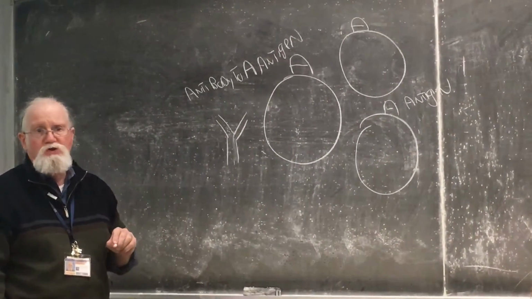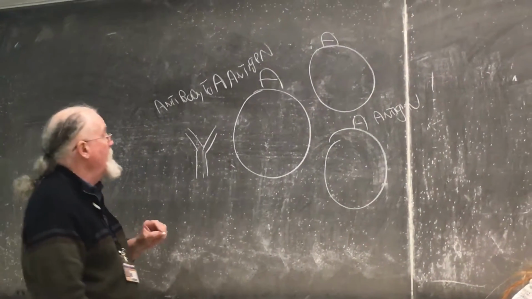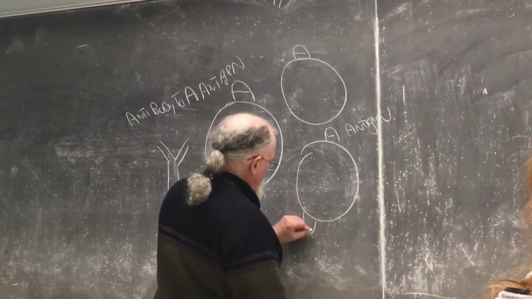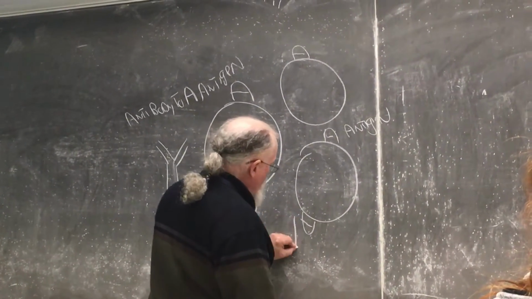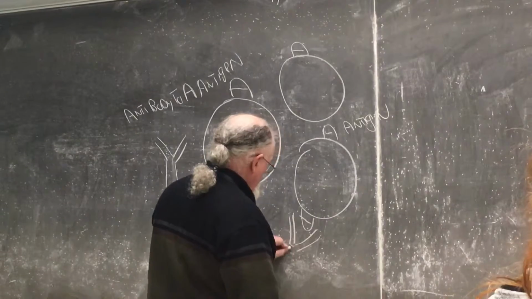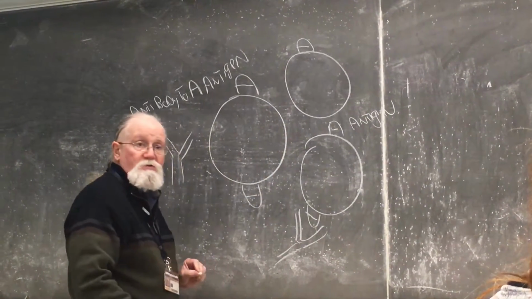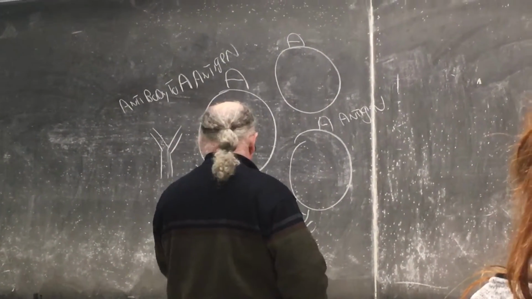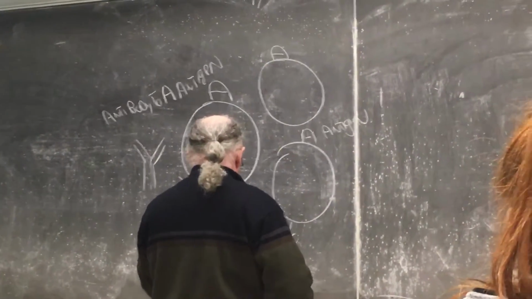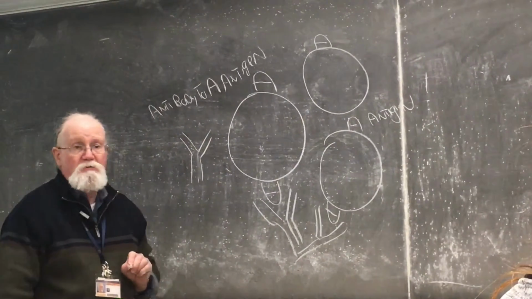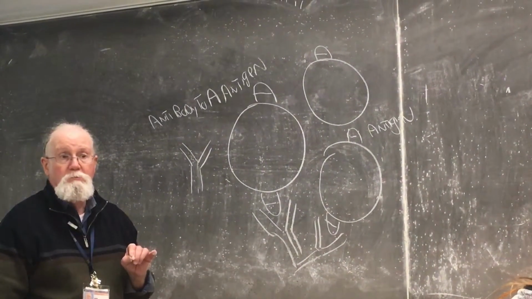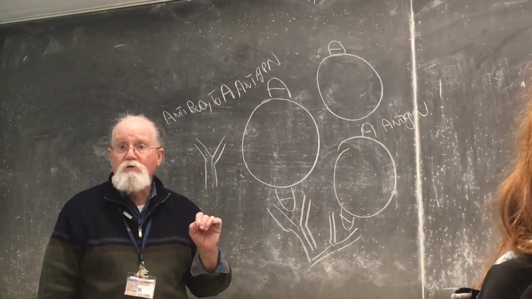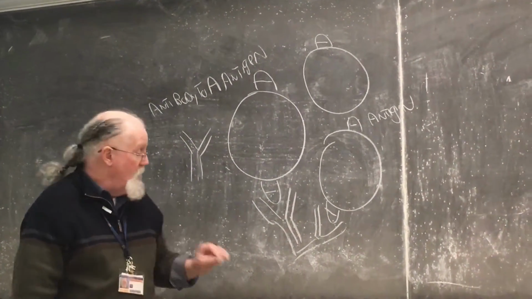It would have a light and dark chain, okay? And these things would latch on to the A's. And then attach themselves to each other. That creates clumping. Interesting. That creates clumping.